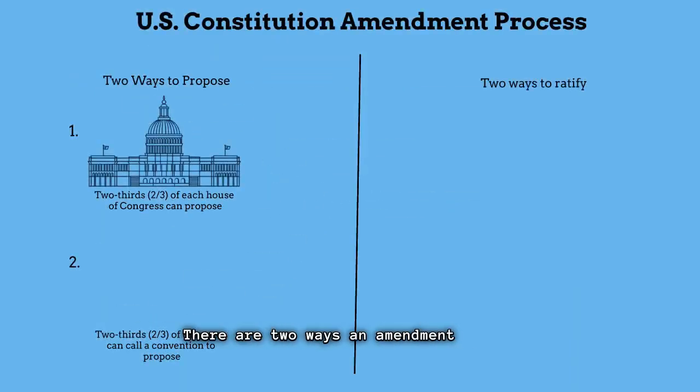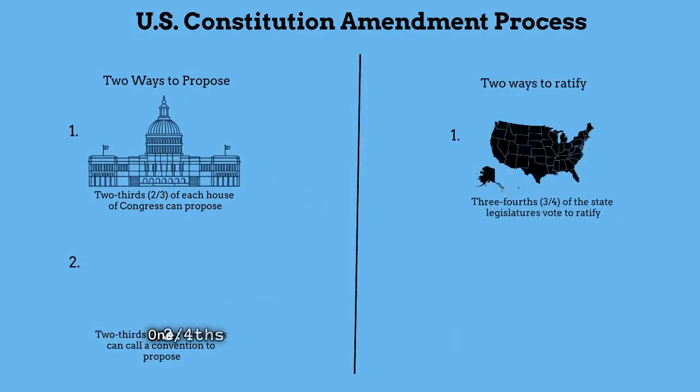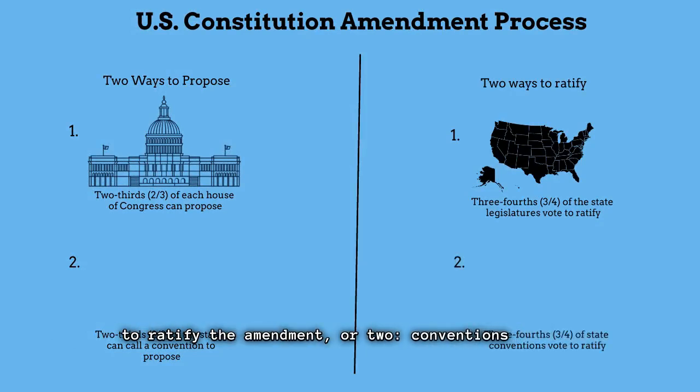There are two ways an amendment to the U.S. Constitution can be ratified or formally approved. 1. 3/4 of the state legislatures can vote to ratify the amendment, or 2. Conventions vote to ratify the amendment in 3/4 of the states.